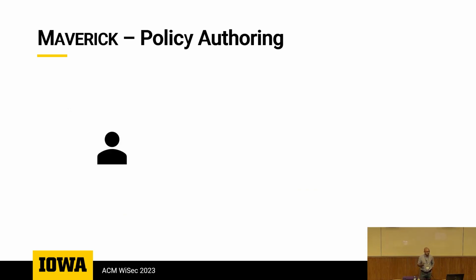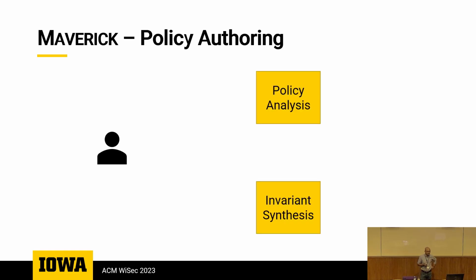And so how do we help users write policies? The basic intuition is there are two sides to it: policy analysis and invariant synthesis. Now, invariant synthesis, the basic idea is the user tells you a sequence of events.